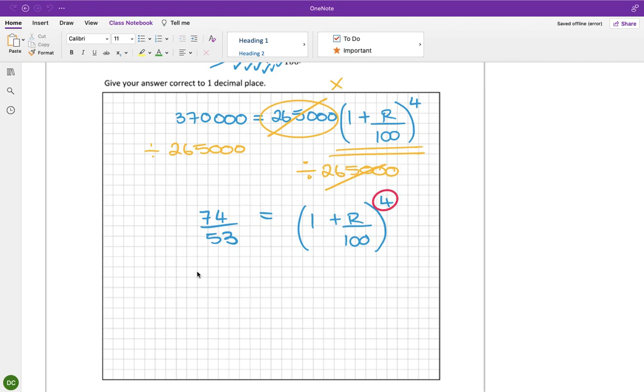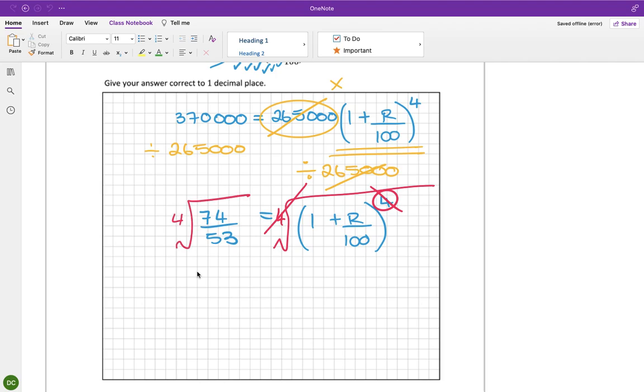So I was saying the inverse of powers are roots. So if I want to get rid of a power of 4, I need to use a 4th root. The root and the power have to match. So that'll cancel that out, but if I take the 4th root on the right, I need to take the 4th root on the left.